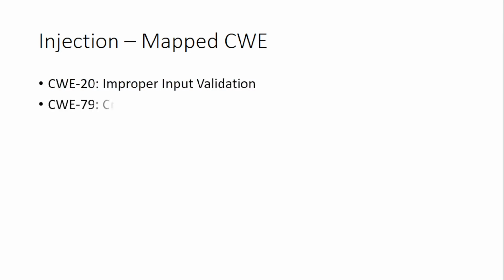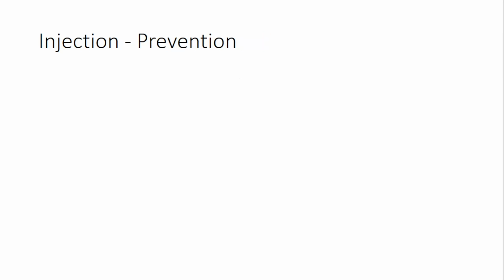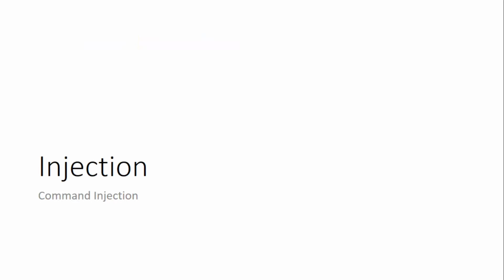There are many mapped CWEs for injection, like improper input validation, cross-site scripting, SQL injection, and many more. To prevent injection attacks, generally speaking, it's more about stripping the input and using an allow list. Depending on the type of injection, there can be more, but let's go with the general assumption of injection in general. So here we'll have a closer look at command injection.